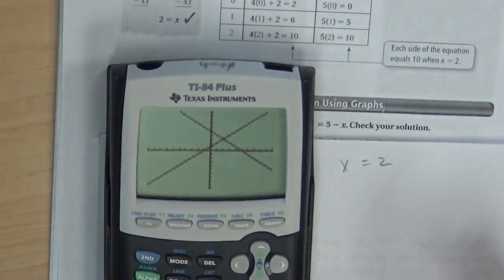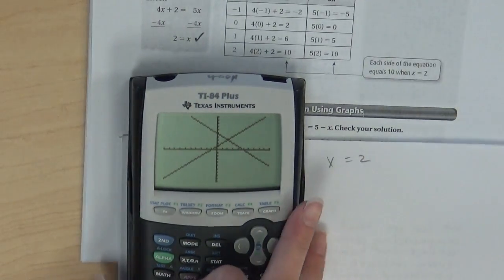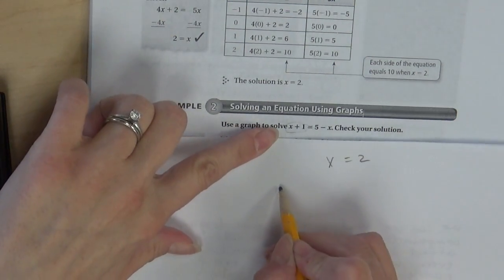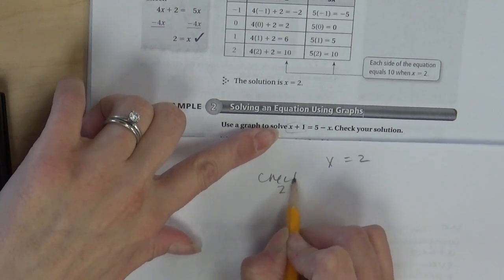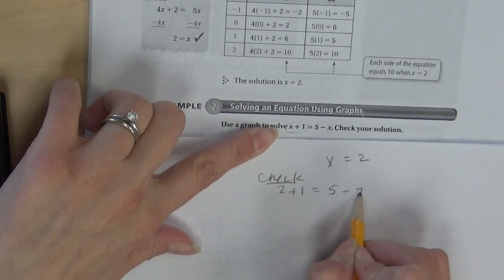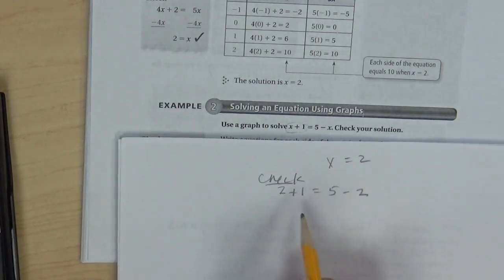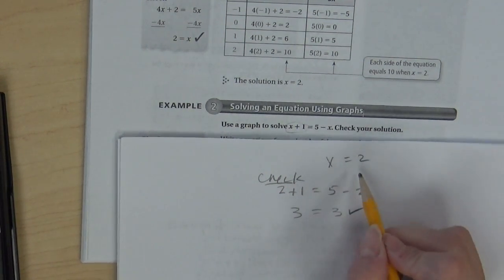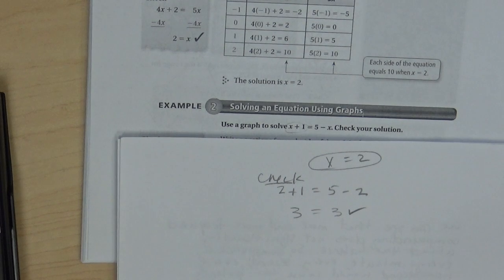And then I'm going to check and see if that's actually right. If x equals 2, then I'm going to put 2, so for my check, 2 plus 1 equals 5 minus 2. All right, 2 plus 1 is 3, 5 minus 2 is 3, so yeah, it checks. So the answer is x equals 2. So graphing calculators can be very helpful. And again, you're going to need one eventually, but don't worry about it right now.